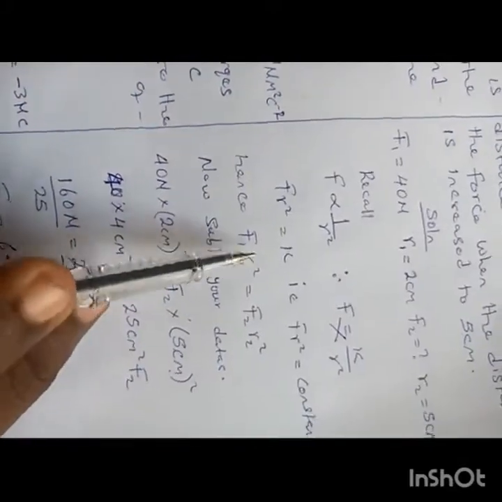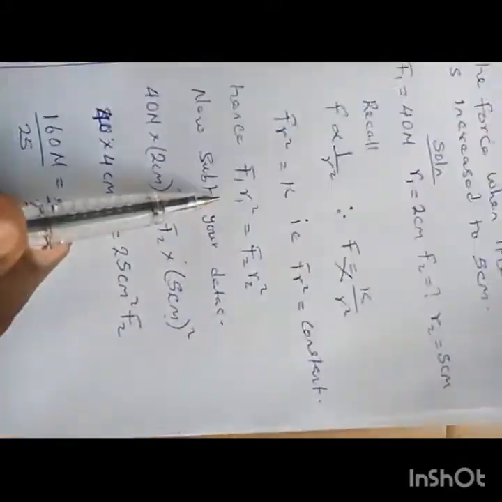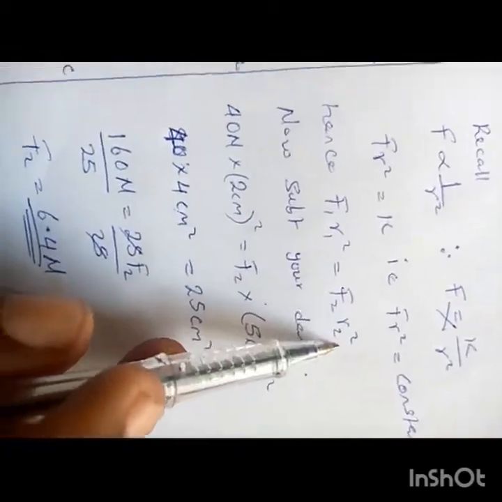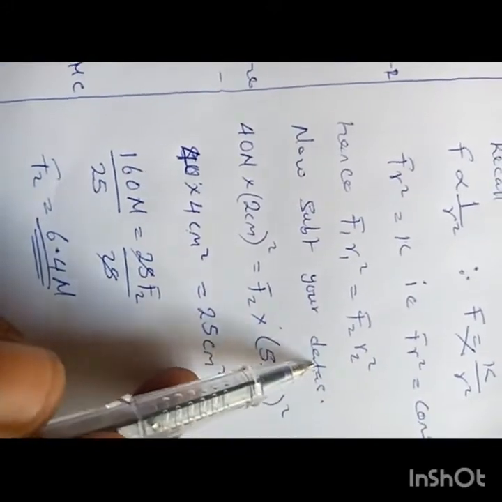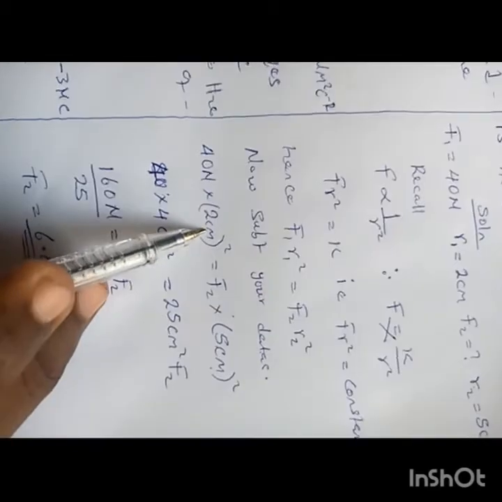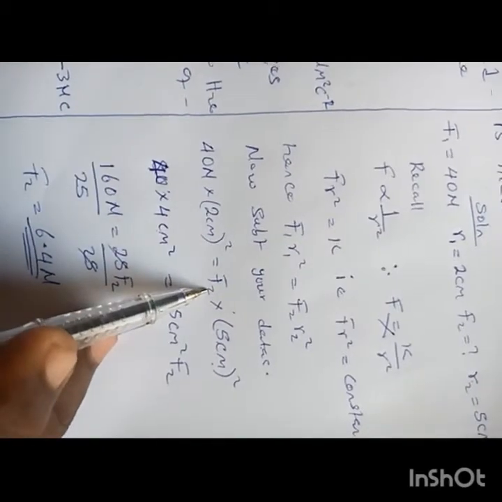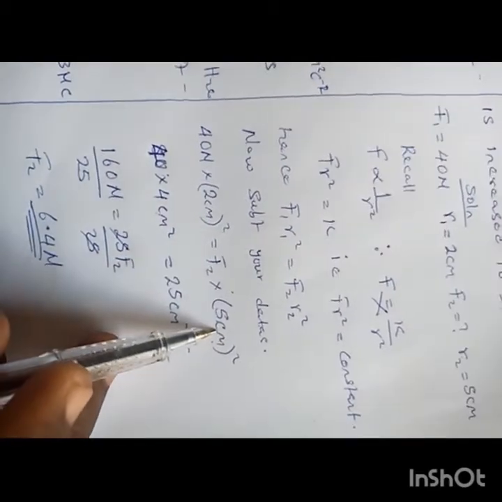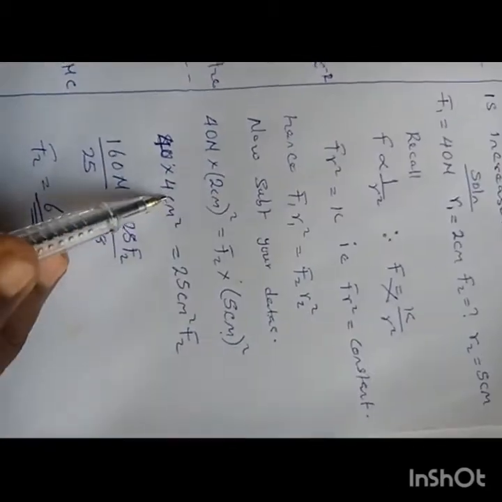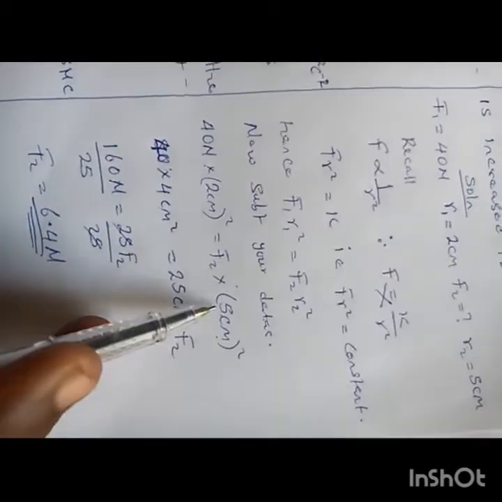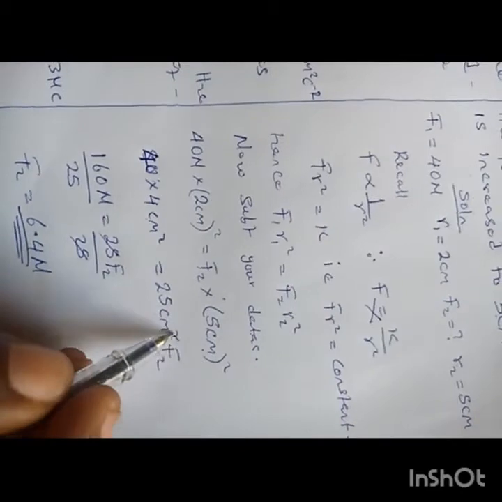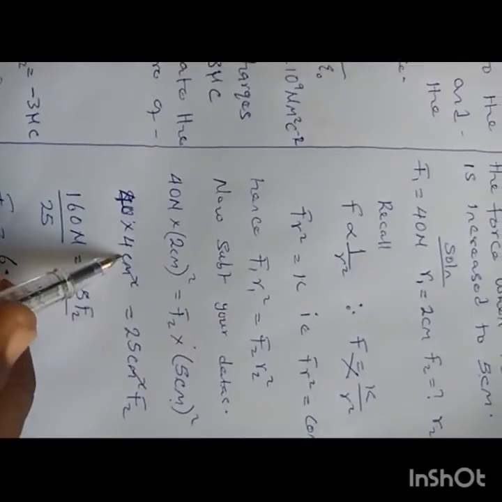So therefore here, since FR square is equal to constant, that means F1 R1 square is equal to what? F2 R2 square. Now let's substitute our data. What is our F1? 40 Newton. What is our R1? 2 centimeter. What is our F2? Unknown. What is our R2? 5 centimeter. Now all squared. So now 2 squared will give us what? 4 centimeter squared. And here 5 square is what? 25 centimeter square. So now this centimeter square here will cancel this centimeter square here.